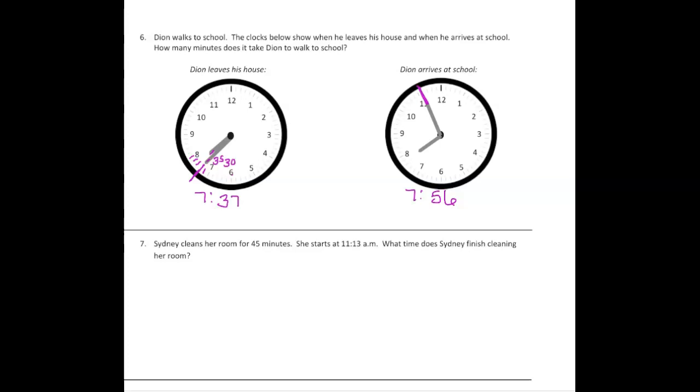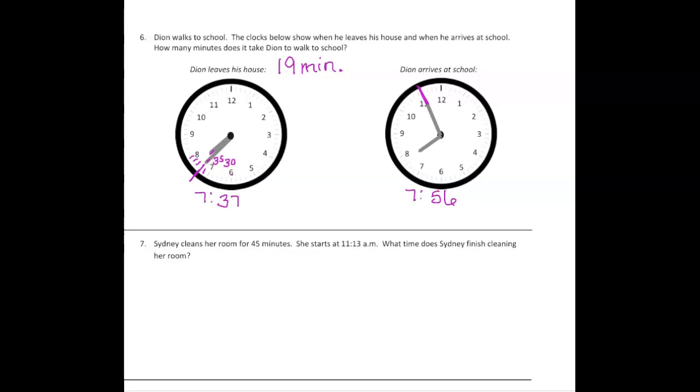So let's see. We could go 1, 2, 3, and now count by 5s. So I'm going to come over here and count by 5s. We have 3 plus 5 more minutes is 8. 8 minutes plus 5 more is 13. Plus 5 more minutes is 18. Plus 1 more minute is 19. So the answer to the question is 19 minutes.